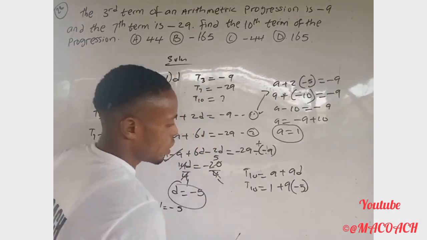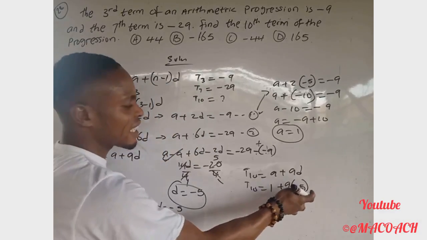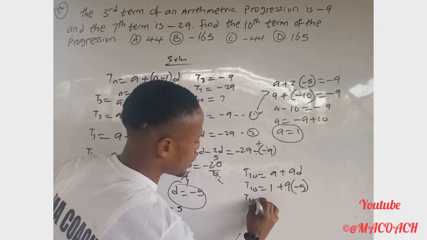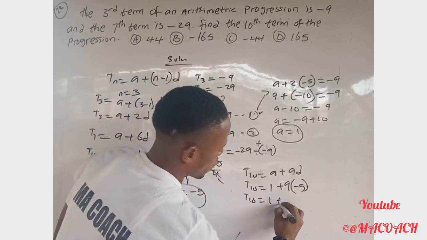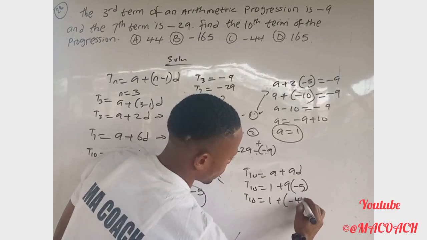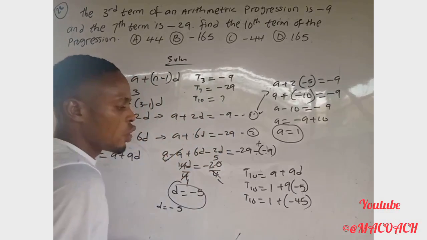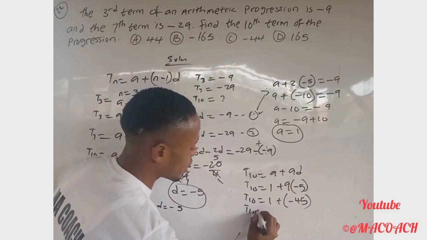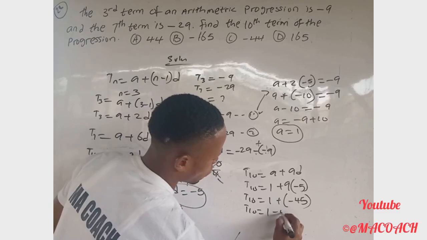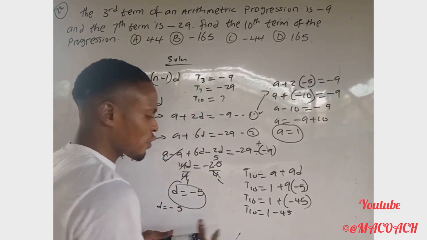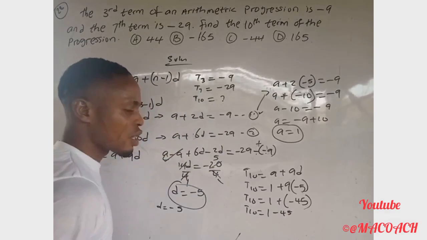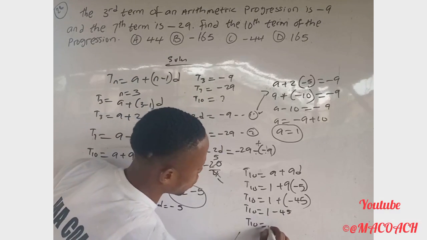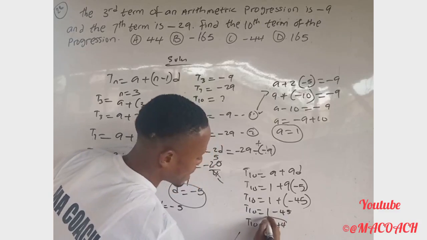So in this place now you open the bracket. 9 times minus 5 gives us minus 45. So our T10 is equal to 1 plus into bracket minus 45. So in this place, let's open the bracket here. Plus times minus, we have minus. So our T10 is equal to 1 minus 45. When you subtract 1 minus 45, what do you get? We have minus 44. We have our T10 is equal to minus 44.